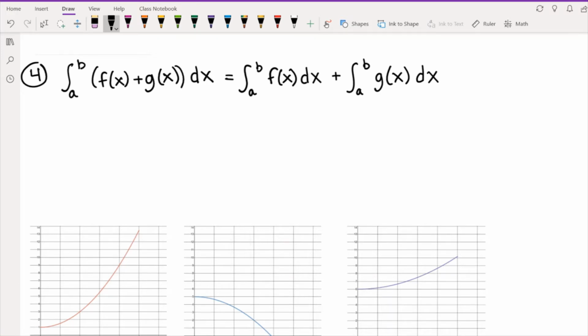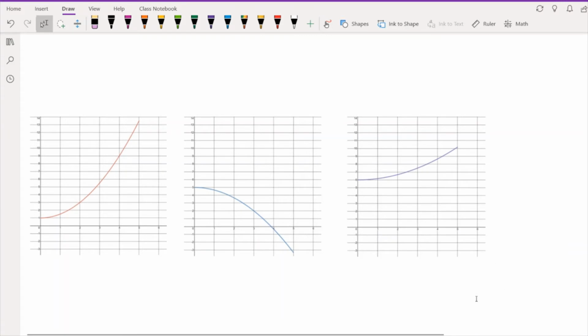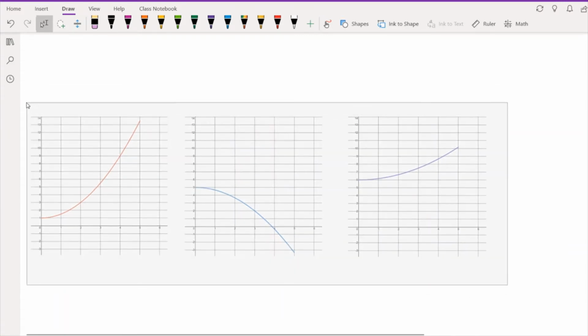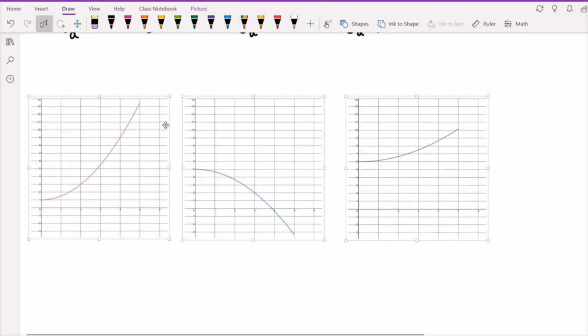And it also works with subtraction. So I could change this. I'm just going to write plus or minus. So if you're adding the two functions, you add them. If you're subtracting them, you subtract them. So why does this make sense? I want to argue to you why it makes sense using the definition of the integral.